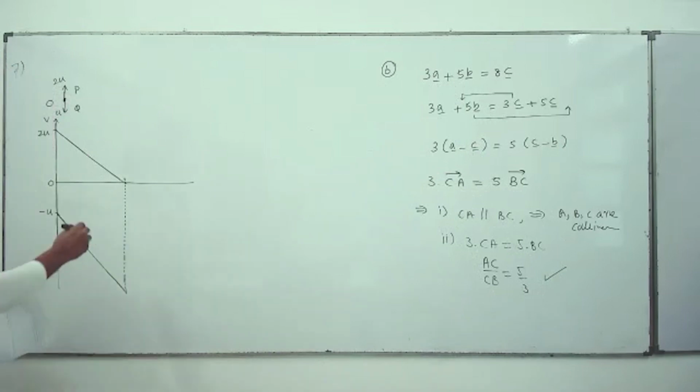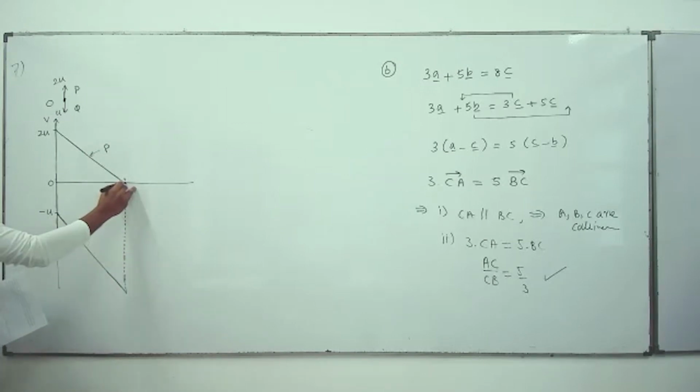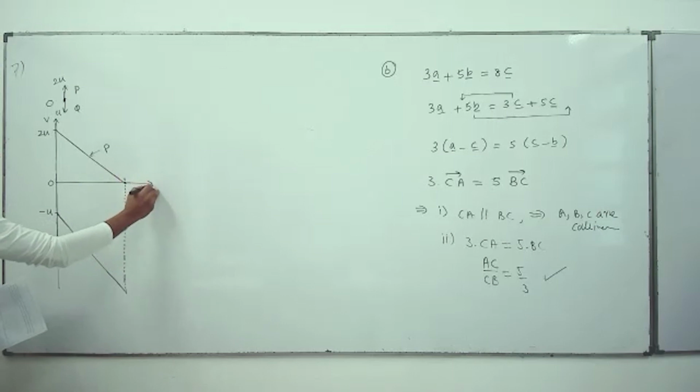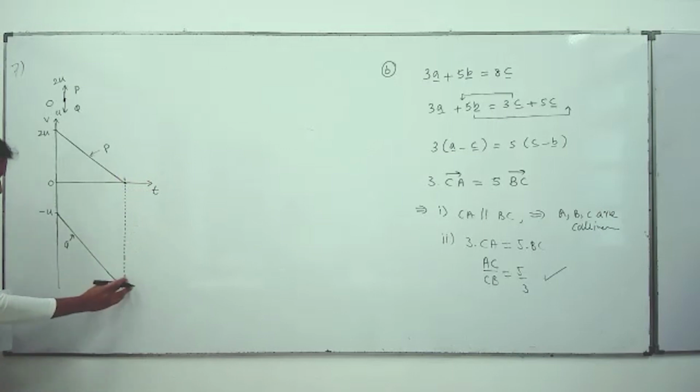P is this, Q is this. P reaches maximum height means this time point. At that moment, the velocity of Q means this. Correct, no?